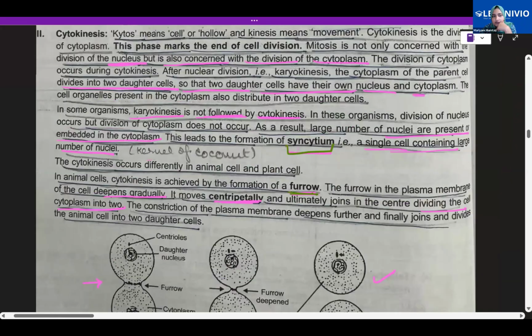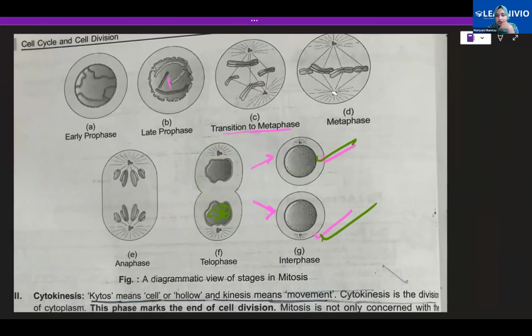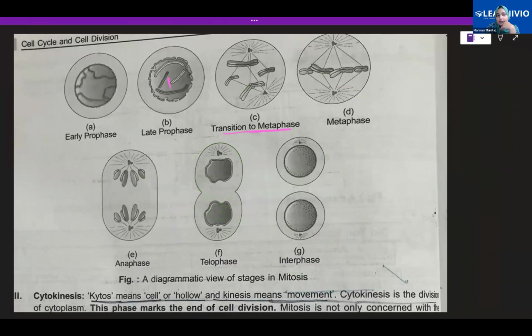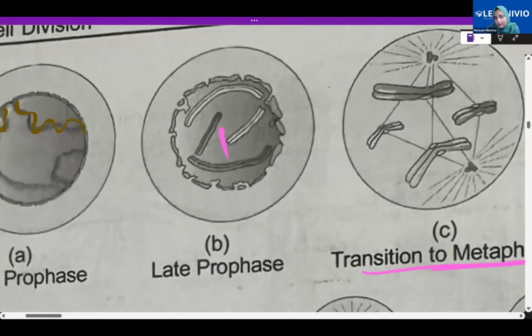But see over here the various stages which we have just talked about. Here you can see early prophase, where you can't make out the ends and the beginning of anything, right? Then it undergoes the condensation process, which forms chromosomes, though you still cannot clearly see the chromatids.